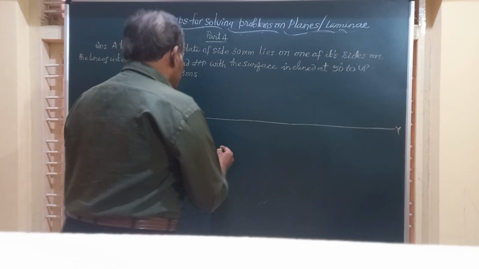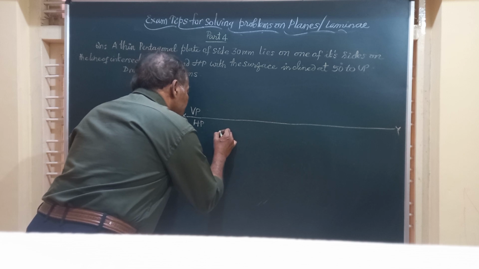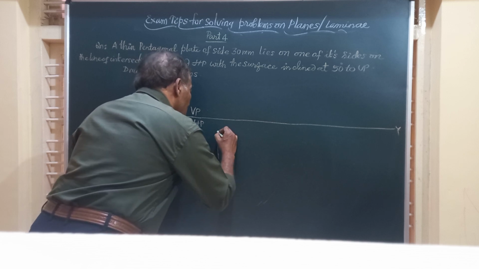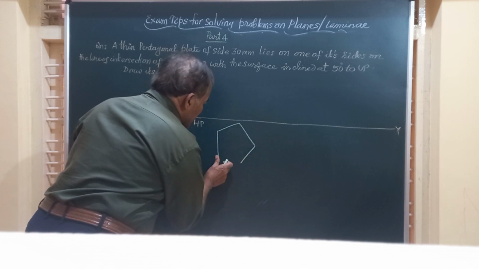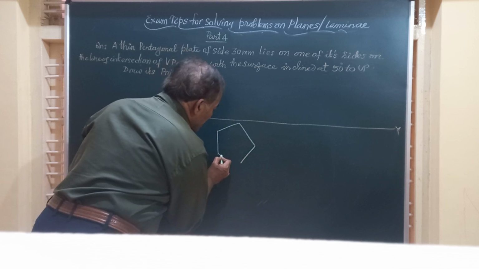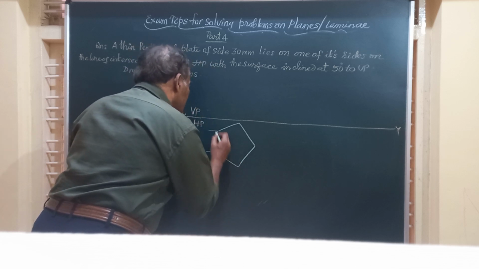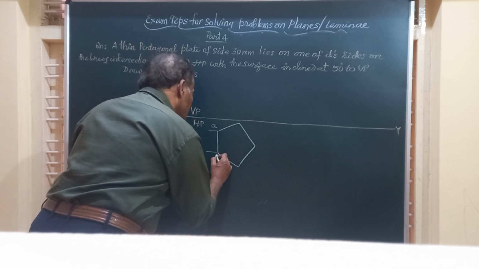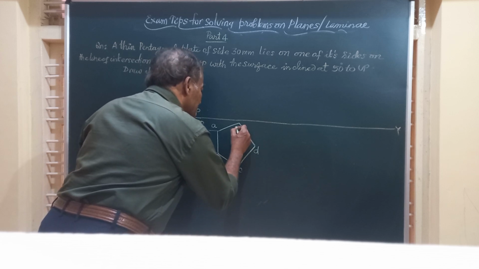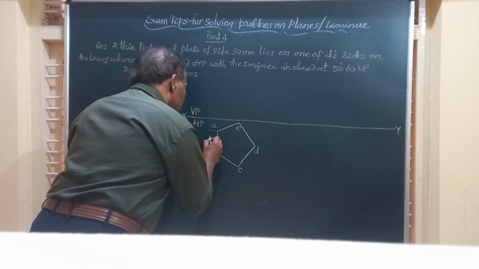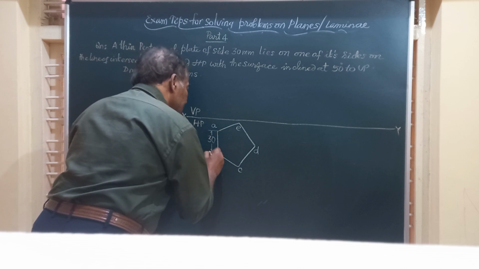So friends, I have marked the XY line and I am going to draw a pentagon of side 30 millimeter, and after drawing the pentagon, I am going to mark the corners as A, B, C, D, E. And friends, this has got a side measuring 30 mm. So I have marked 30 here.